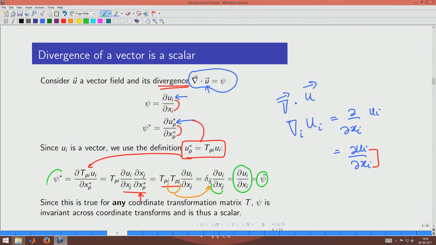So, we see that whether you choose the new or the old, the divergence is defined in such a way that there is no element of the transformation matrix coming in, which means that it is not dependent upon the transformation matrix, which means that it is invariant across the coordinate transformation, which means it is a scalar. So, that is how we prove that divergence of a vector is a scalar.